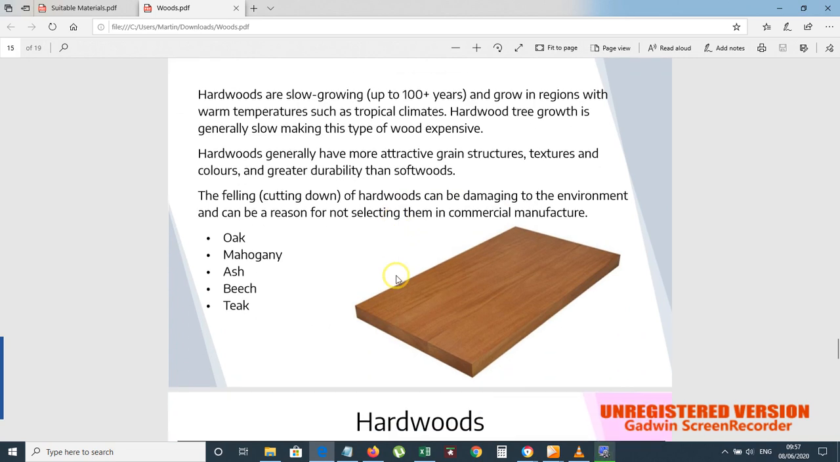When we go to the hardwoods, they're slow grown, generally more attractive, which they are, with textures, colours, greater durability, last longer, easier to work with, some of them, much nicer to work with. Again, we still want to be planting, but it takes years to get the wood grown again, so it's much harder to get commercial manufacture of these. These are the key ones: oak, mahogany, ash, beech and teak. These are the ones which I'd like you to remember just now.